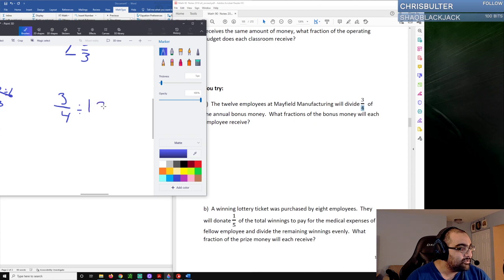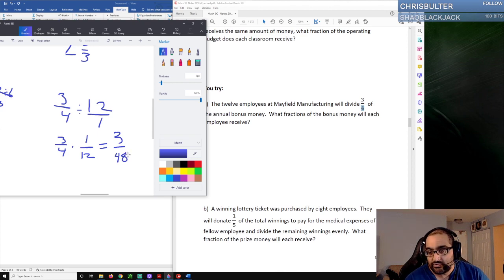So I would do 3/4 divided by 12 here, and then proceed to do that there. So 3/4 times 1 over 12. And so here I get 3/48 of whatever the money was. And that's essentially how I end up doing those problems. If I'm dividing it evenly, that whole number will possibly be the second number. That's what we're dividing by.